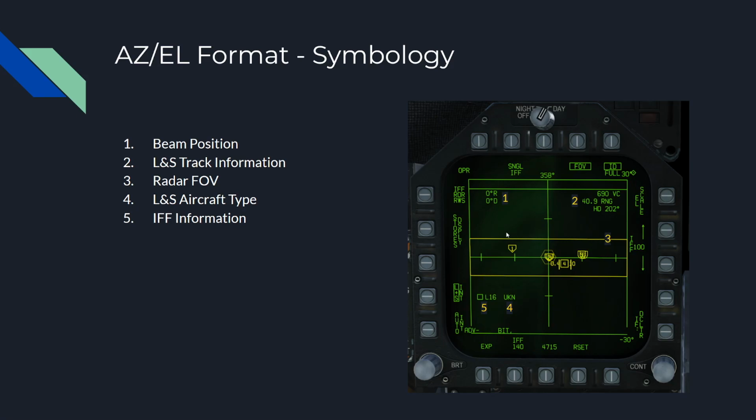This is again your radar FOV, covered in the last slide. 4 is your launch and steer aircraft type, so if you got NCTR or JEM information for it, it'll show up here, showing the aircraft type. And then your IFF information, so it's coming up as unknown on Link 16. So it's got no friendly or hostile response from yourself, and no friendly or hostile response from your surveillance off-board track.